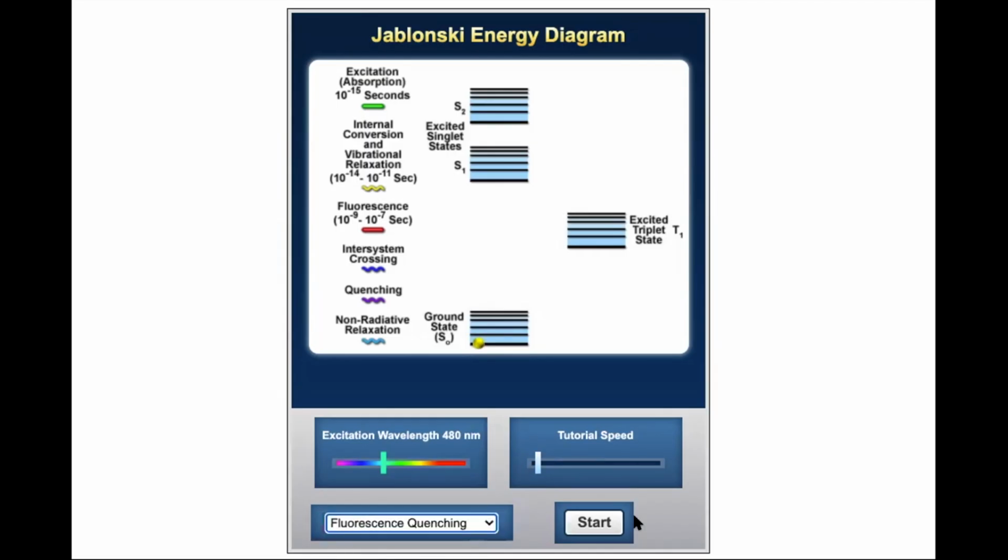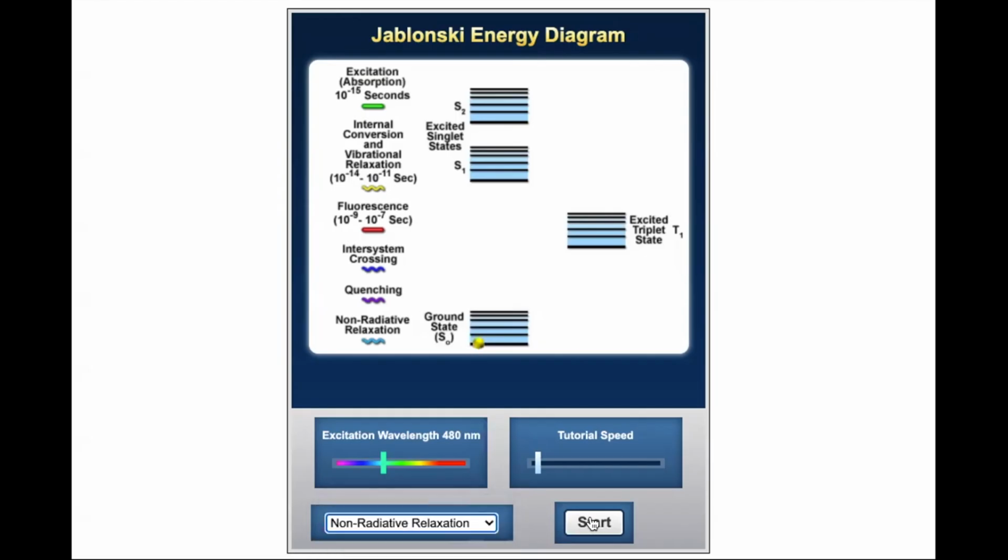Okay, let's look at fluorescence quenching. This means that from the first excited state, you will transfer the energy to a quencher, and so there will not be emission, right? So again, we excite from the ground state to the second excited state. This depends a bit on the wavelength I select here at the bottom. Then once we are at this lowest excited state, the energy is transferred to a quencher, so we have no emission, and we end up in the ground state.